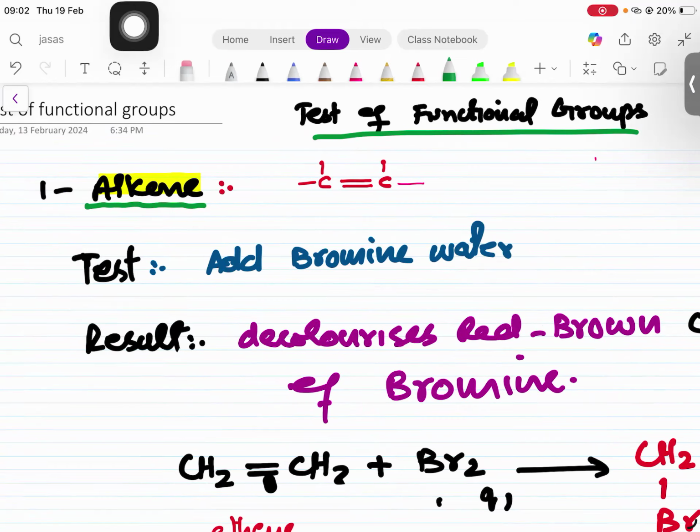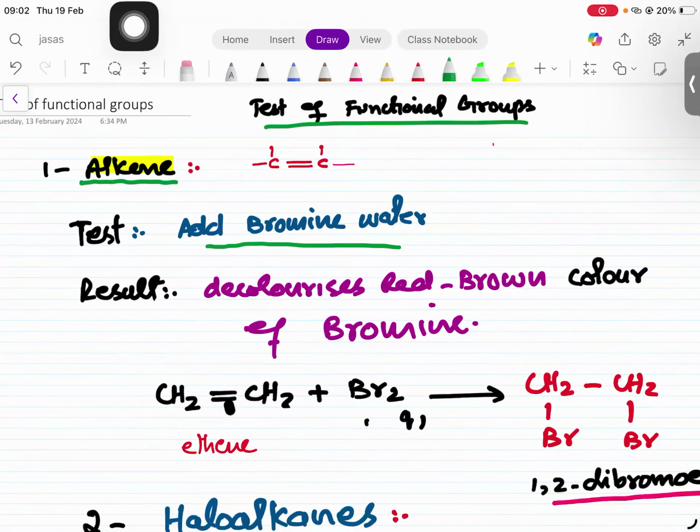What is the test? If you suspect the presence of an alkene, add bromine water into that gas or pass the alkene gas through bromine water. What will be the result? Yes, it decolorizes the red brown or orange brown color of the bromine. Please, you have to write quickly.